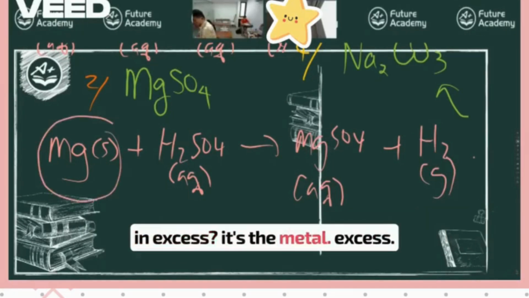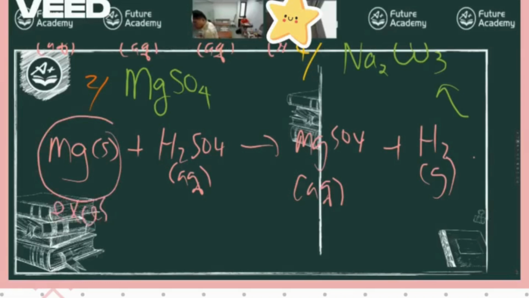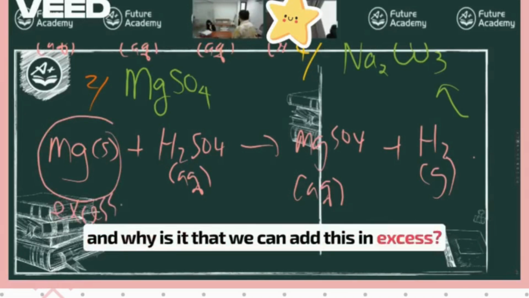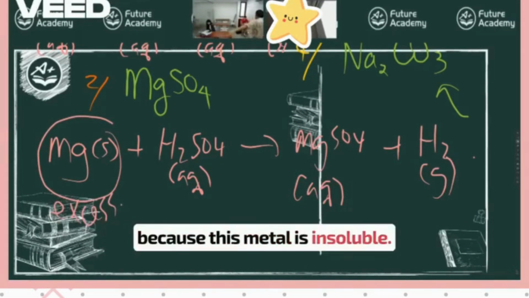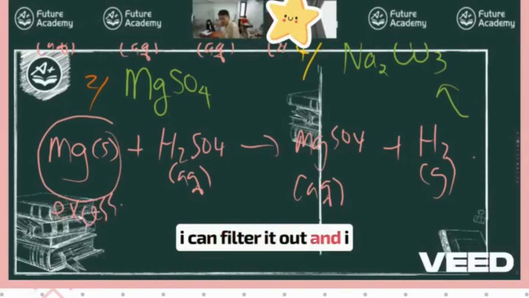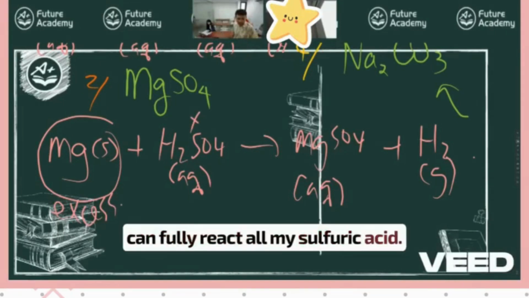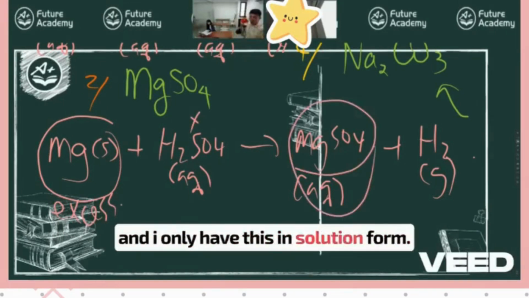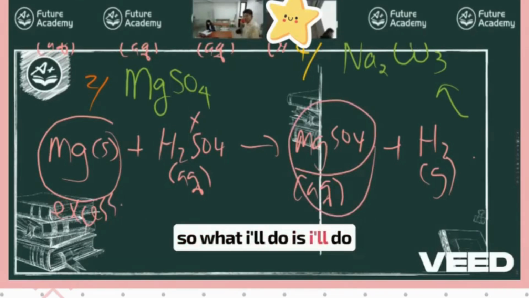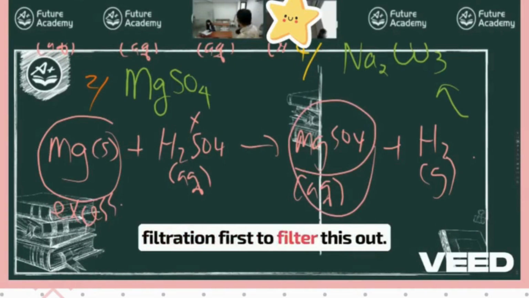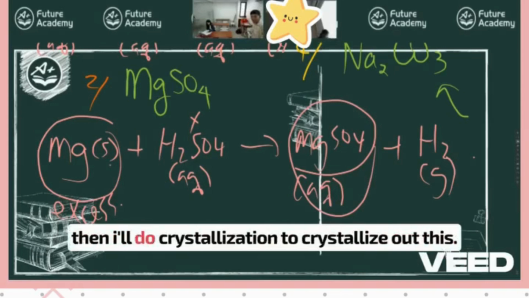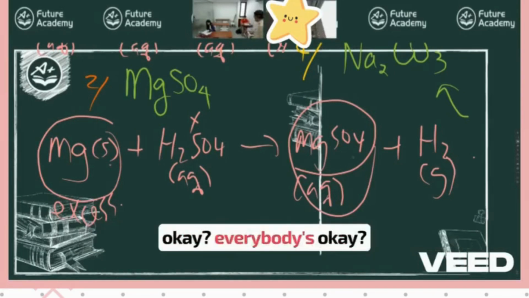It's the metal in excess. And why is it that we can add this in excess? Because this metal is insoluble. I can filter it out, and I can fully react all my sulfuric acid and I only have this in solution form. So what I'll do is filtration first to filter this out. Then I'll do crystallization to crystallize out this. Okay? Everybody's okay?